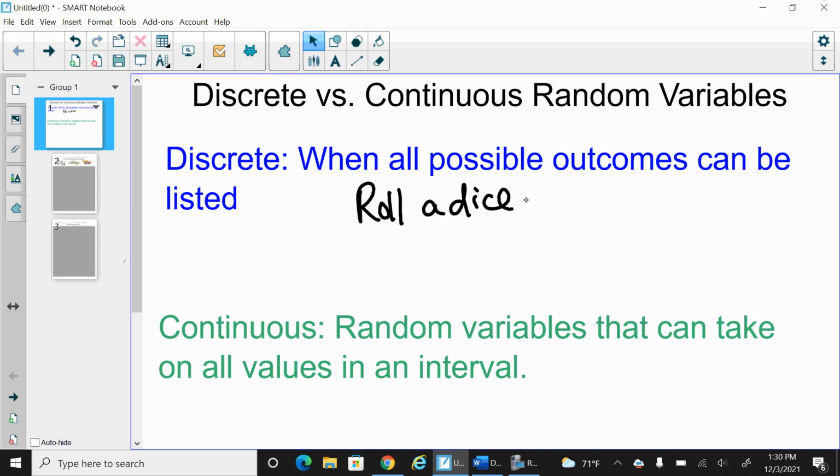Continuous random variables are random variables that can take on any values in an interval. Like your height is a continuous random variable. GPA is a continuous random variable. So let's look at our example today on your worksheet.